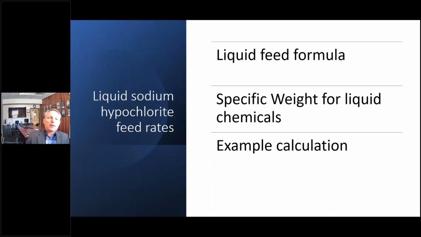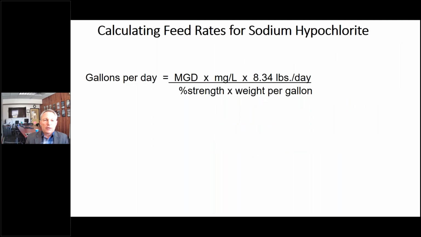Next up, we're going to look at calculating sodium hypochlorite, the liquid form of chlorine. Two things we're going to look at. One, this is going to be calculated in gallons per day instead of pounds per day. So we're going to have to use specific weight to determine the weight of the liquid. Also, it's going to be a different percent. Gas chlorine is 100% strength, whereas sodium hypochlorite is going to be a lesser strength. And we'll talk about that. We'll show how that works in a second here.